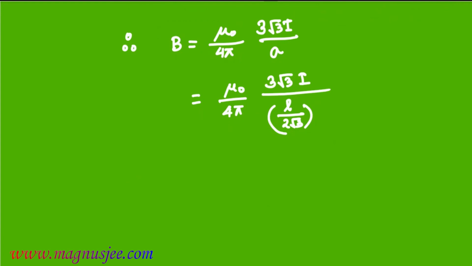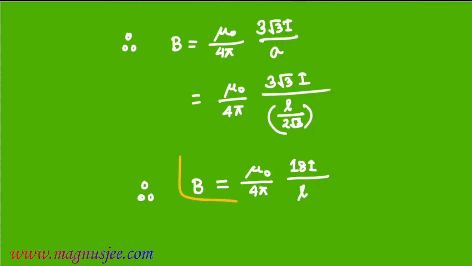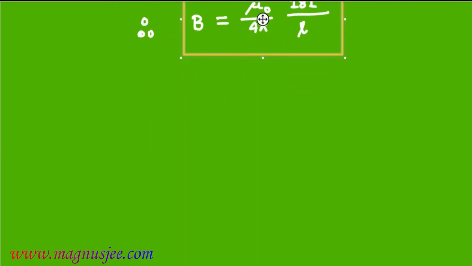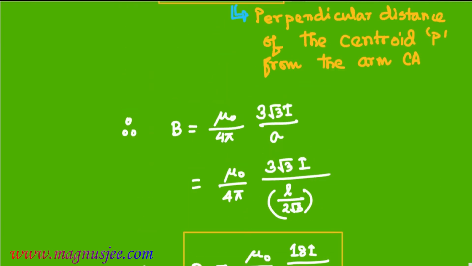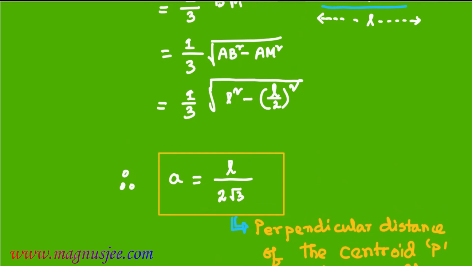Therefore, B equals mu 0 by 4 pi 18I by L. So this is the resultant magnetic field induction at the centroid of a coil which is bent in the form of a triangle.